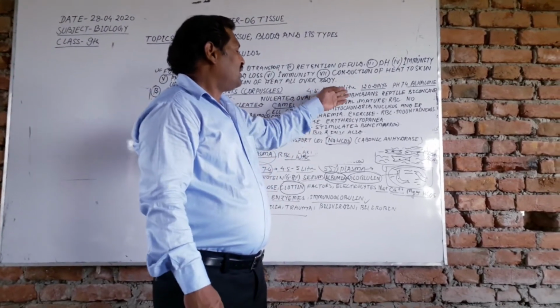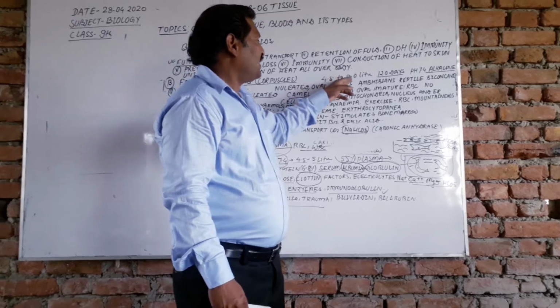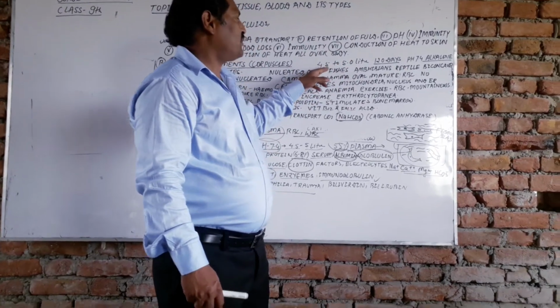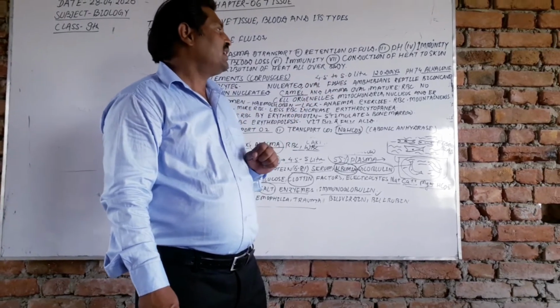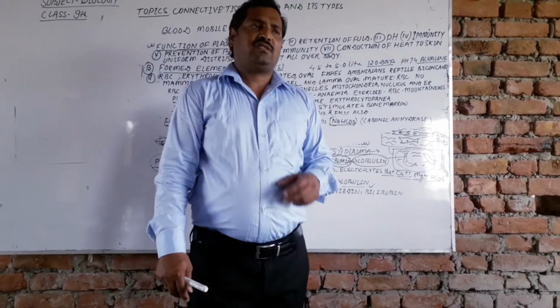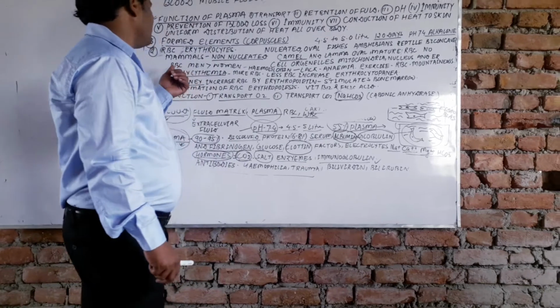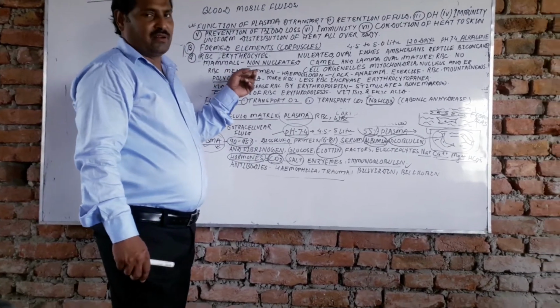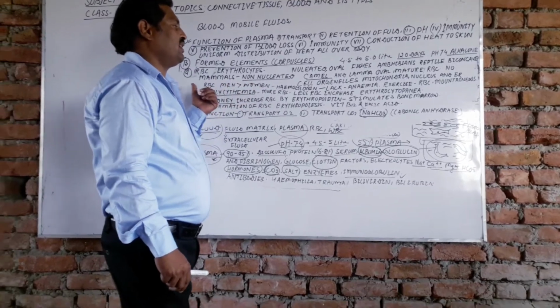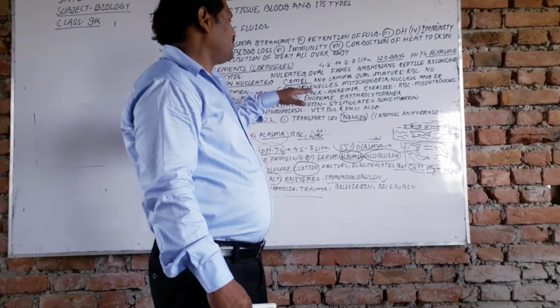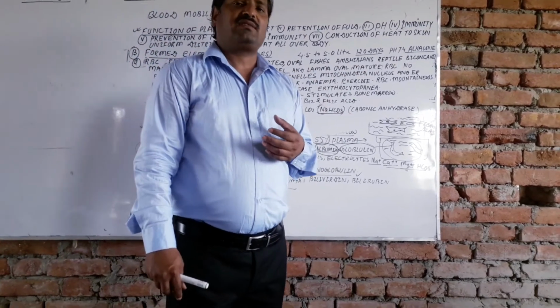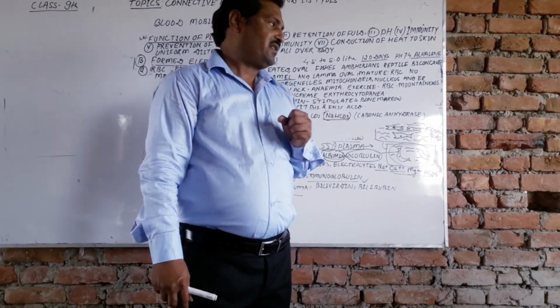The total volume of RBC in the human body is 4.5 to 5 liters, and its lifespan is 120 days. RBC is more in men than in women; it is less in women. Cell organelles like mitochondria, nucleus and ER are absent in RBC.